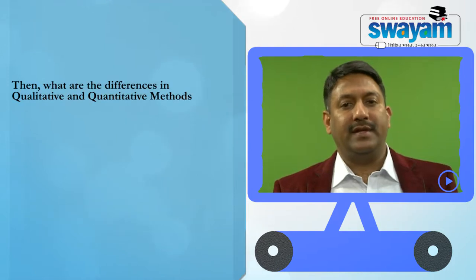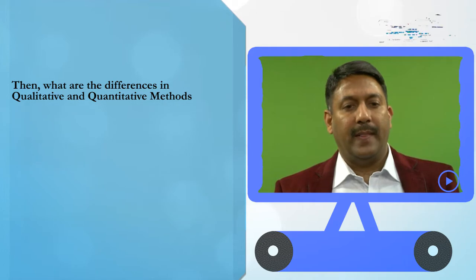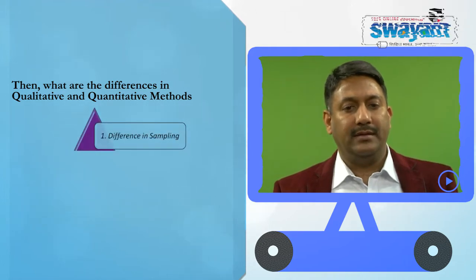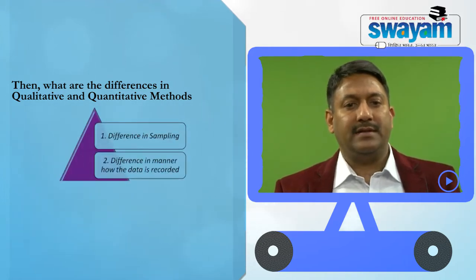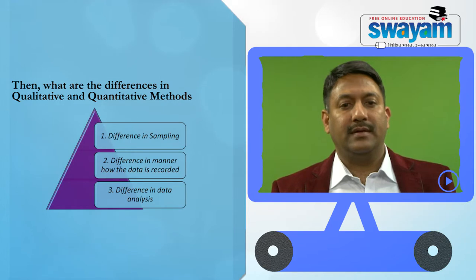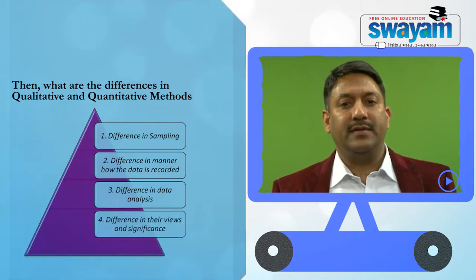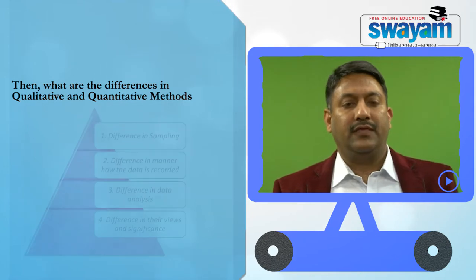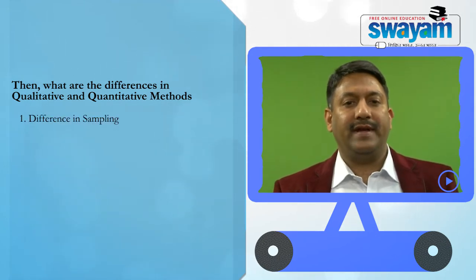What are the differences in qualitative and quantitative methods? There are differences in sampling, differences in the manner how the data is recorded, differences in data analysis, differences in their views and significance. First, we will discuss the difference in sampling.